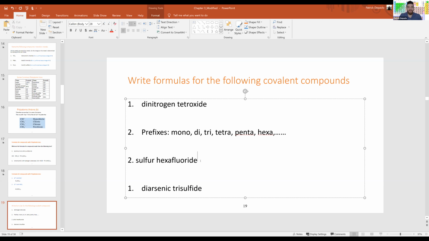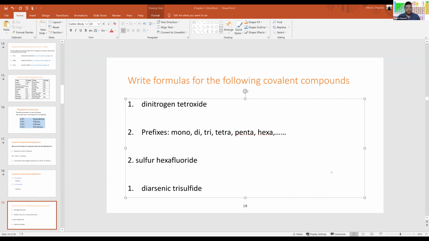Okay, so we're writing the formulas. We did that one. What about the next one? Sulfur hexafluoride. Anybody in the chat? Just one person, or whoever does it first. Sulfur hexafluoride. Good, SF6. Awesome. Good job, Sarah.